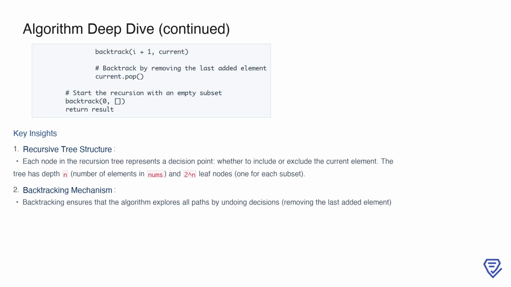The recursive structure forms a decision tree, where each node represents a choice to include or exclude an element. The depth of this tree corresponds to the number of elements in the input array, and the total number of leaf nodes in the tree is 2^n, representing all possible subsets. The backtracking mechanism ensures that each path in the tree is fully explored before returning to explore another branch.